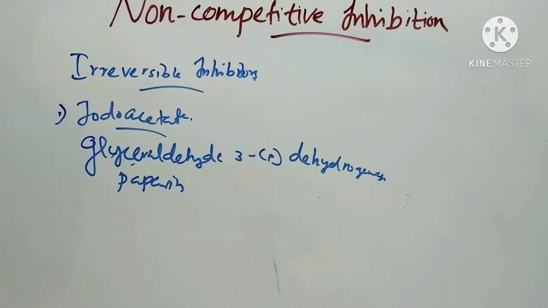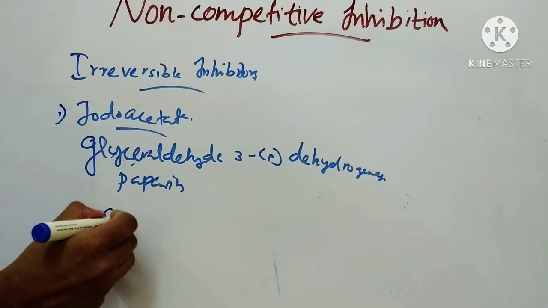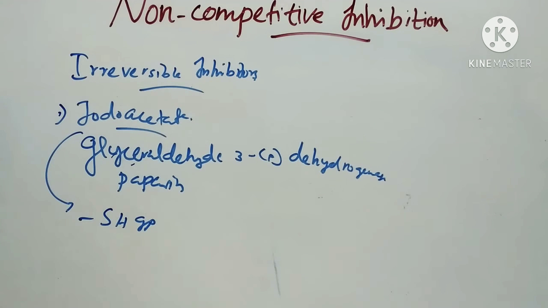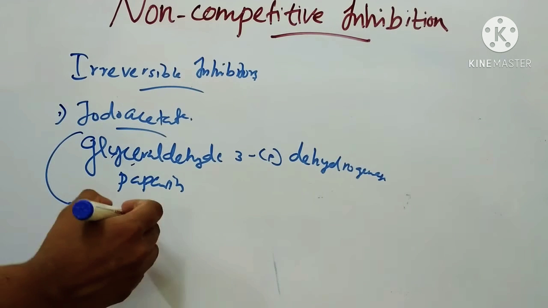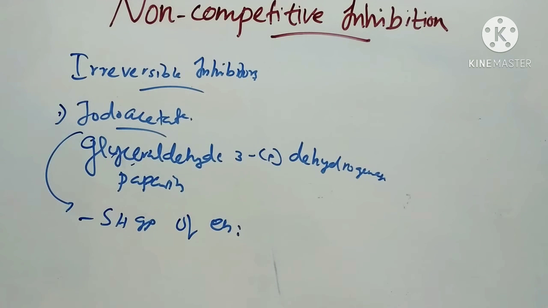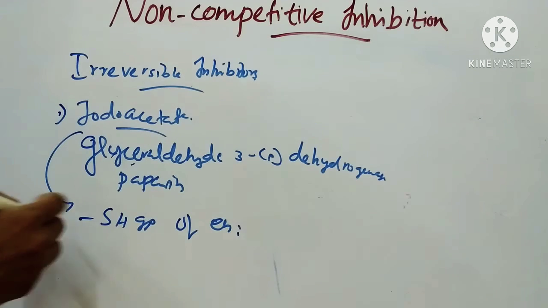Then this iodoacetate can combine with the SH group at the active site of the enzyme, the SH group of the enzyme, and thus inactivating the enzyme. That is iodoacetate. Second one is heavy metal ions.